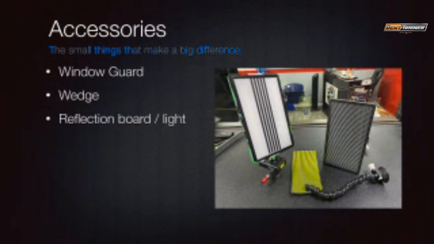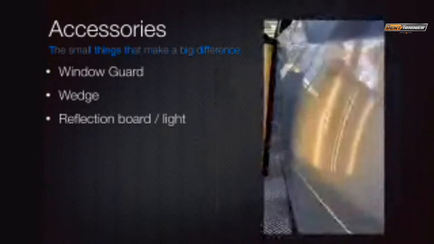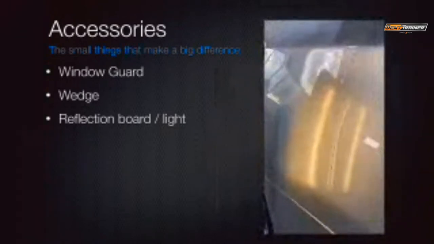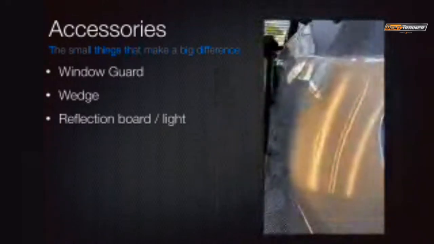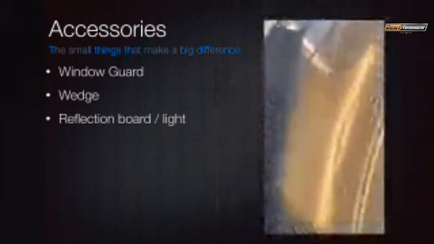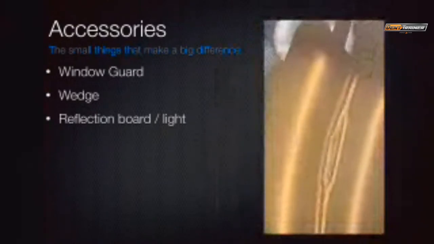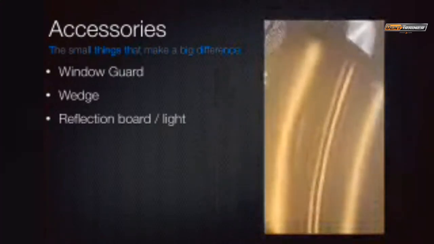So, let's talk about the different reflections. Fog, this is what it looks like on a fog board, right? And this is what it looks like on lines. The difference between the two: fog is contrast. Lines has curvature, right?